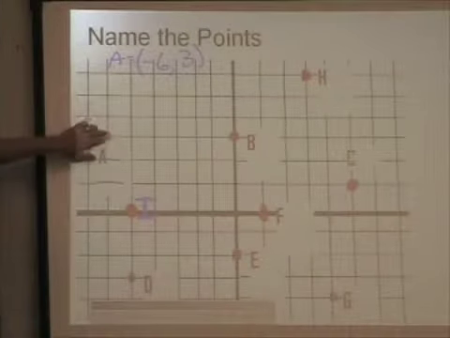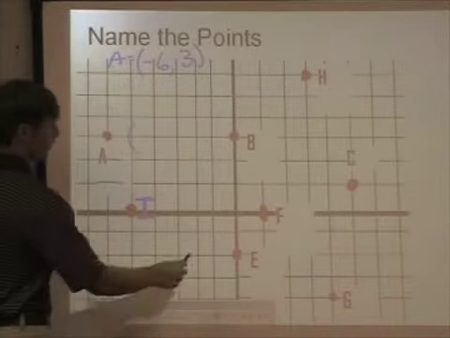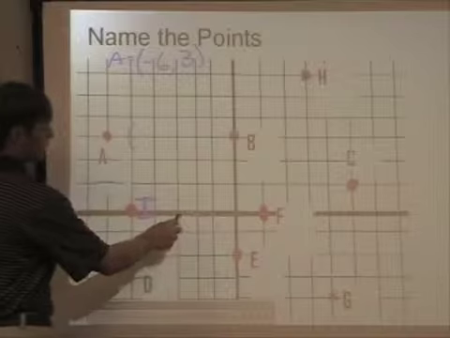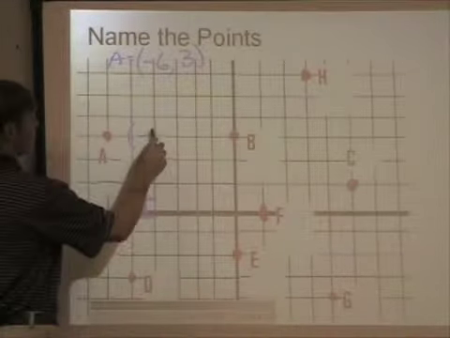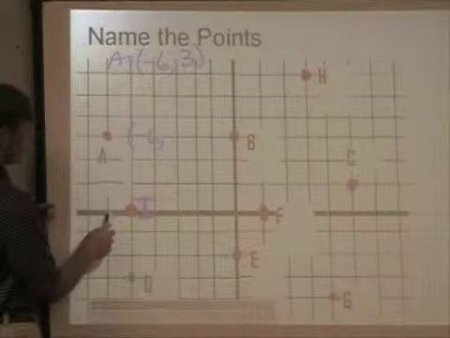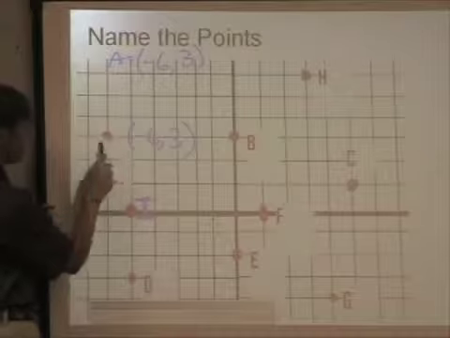Tell me what A is. What is the coordinate plane for A? Negative 1, negative 2, negative 3, negative 4, negative 5, negative 6. What is up? 3. You went up 1, 2, 3.